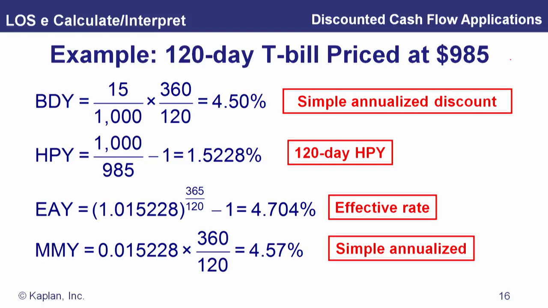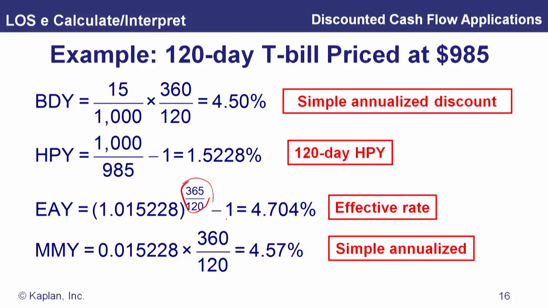So the effective annual yield, we're going to compound that 120-day rate for the number of 120-day periods in a year. That's our exponent there, 365 over 120. So a little over 3. So that effective annual yield gives us our rate of 4.704. And you can see that's higher than the bank discount yield of 4.5%. That's a discount. This is actually a yield.